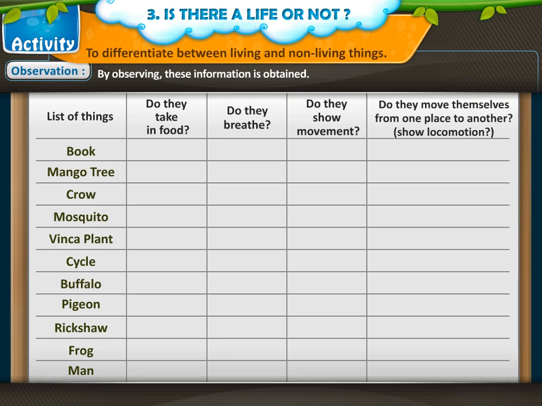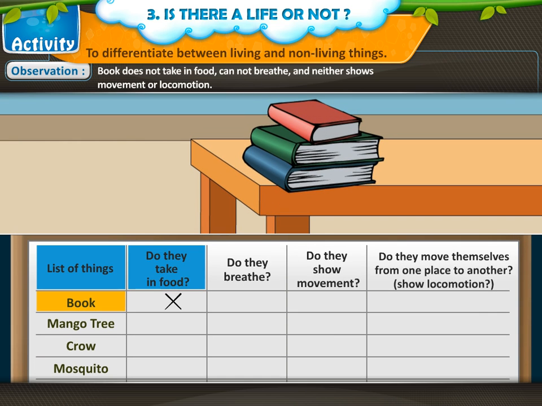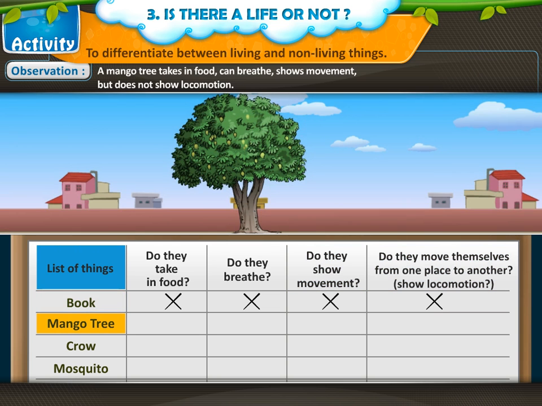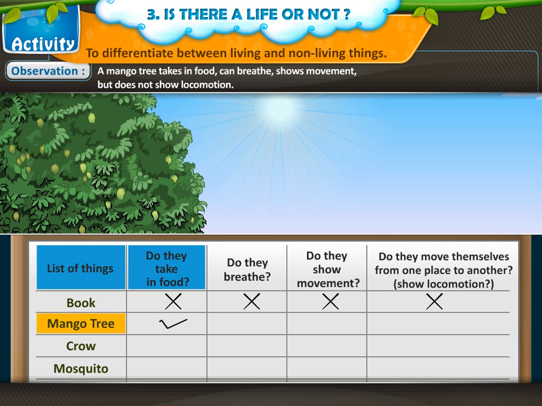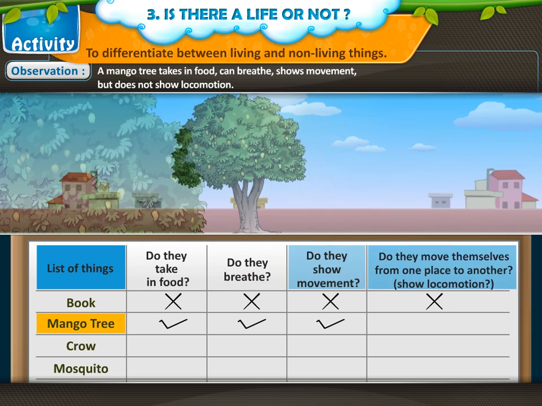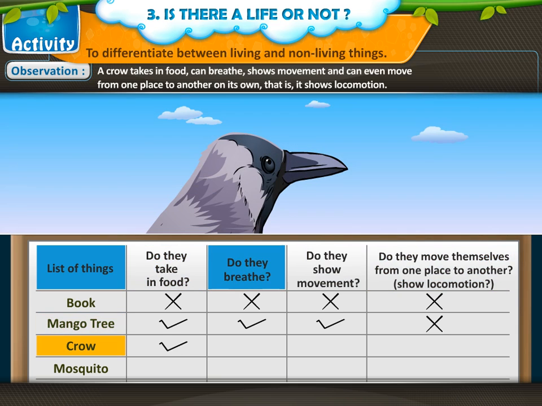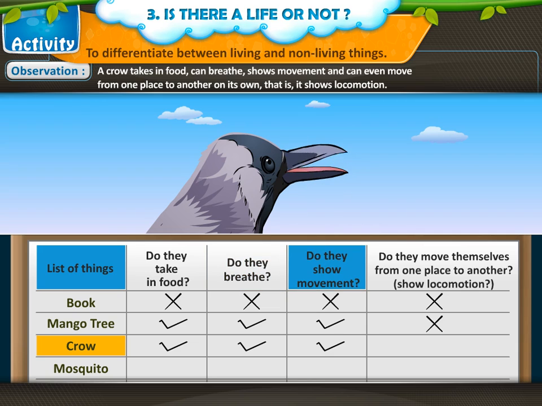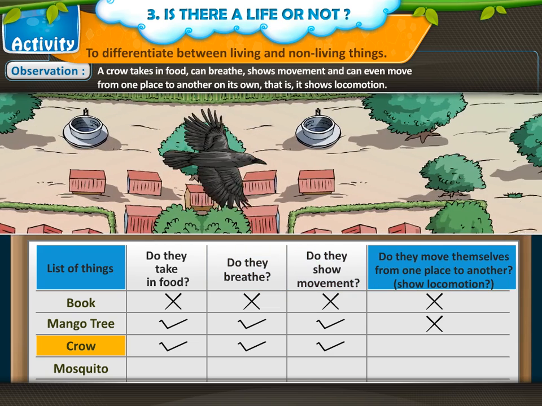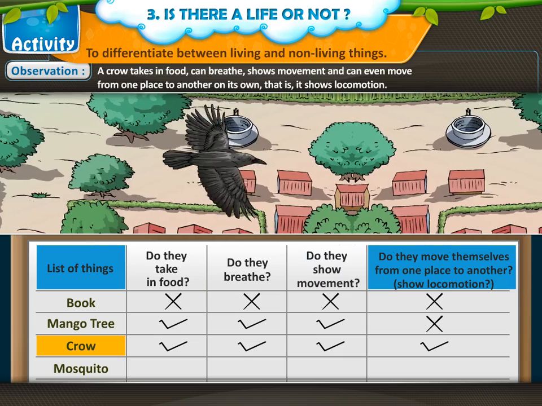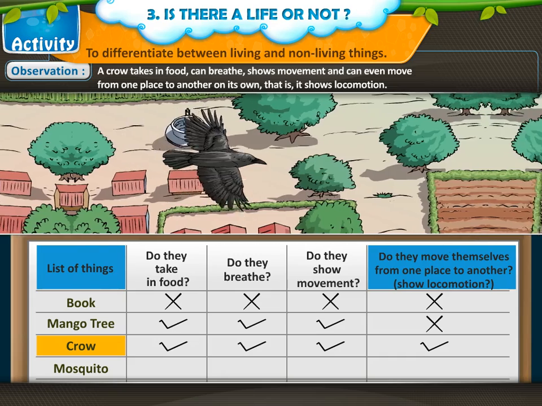Observation. By observing, this information is obtained. A book does not take in food, cannot breathe, and neither shows movement nor locomotion. A mango tree takes in food, can breathe, shows movement, but does not show locomotion. A crow takes in food, can breathe, shows movement, and can even move from one place to another on its own. That is, it shows locomotion.